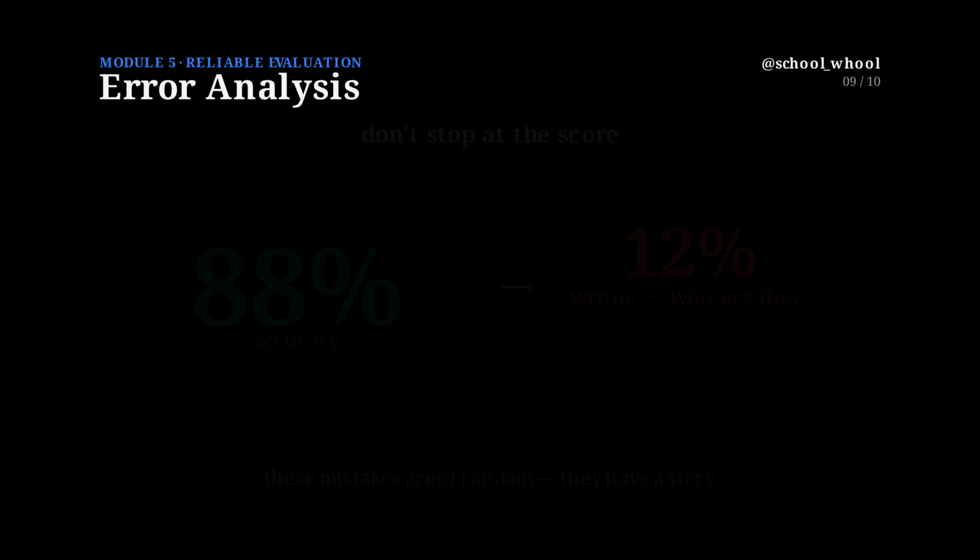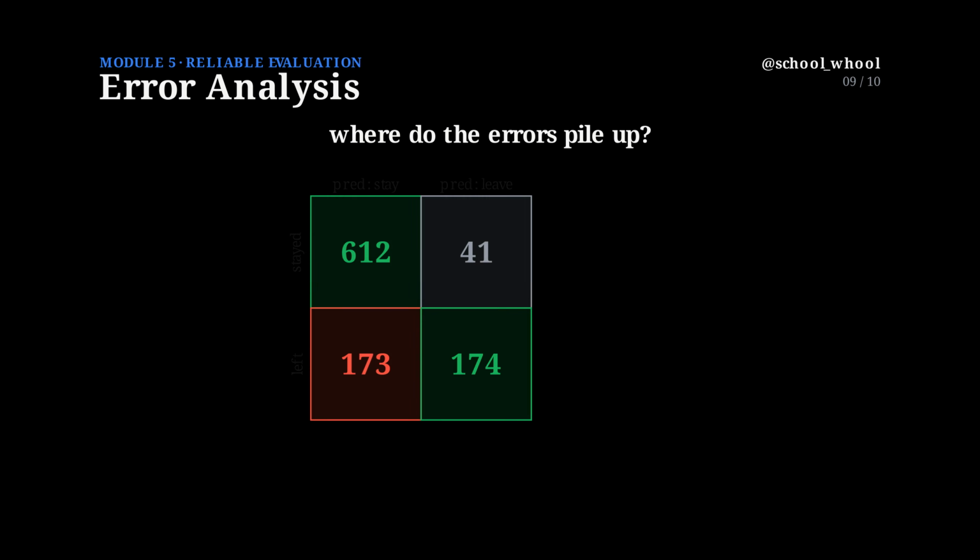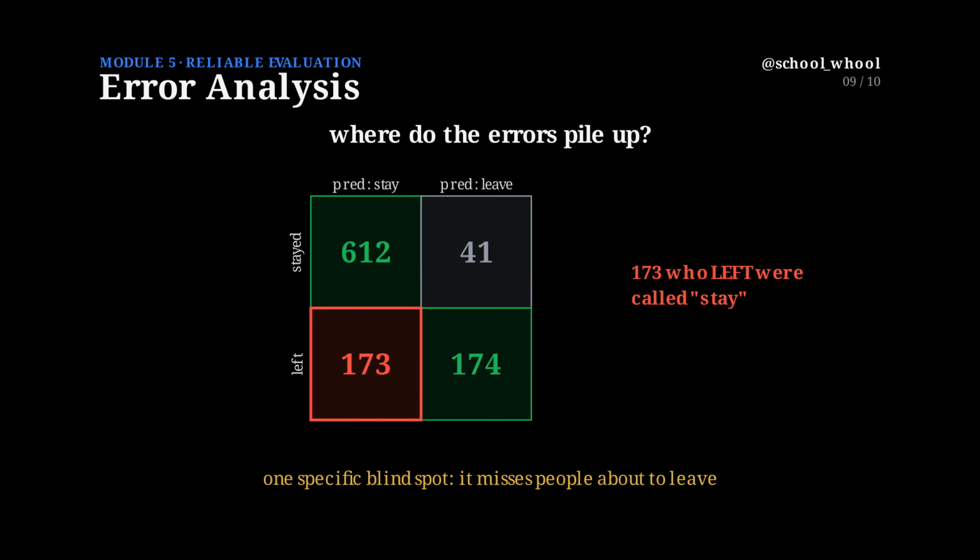Start with the confusion matrix. It shows where the errors pile up. Here, almost all the mistakes sit in one cell. Customers who actually left, but the model predicted would stay. Those are the false negatives. So the model isn't failing everywhere. It is one specific blind spot. It misses people who are about to leave.